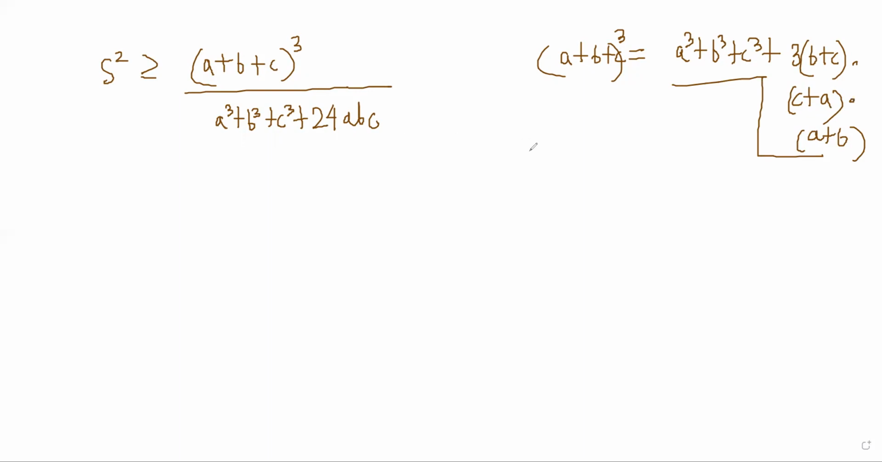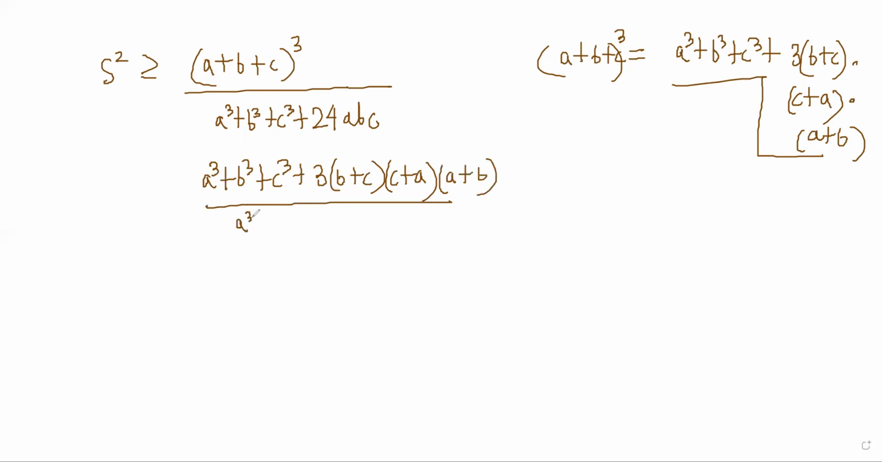So if I use that identity here, what I will get on top is a cube plus b cube plus c cube plus 3 times (b plus c)(c plus a)(a plus b), divided by a cube plus b cube plus c cube plus 24abc. This is equal to this.